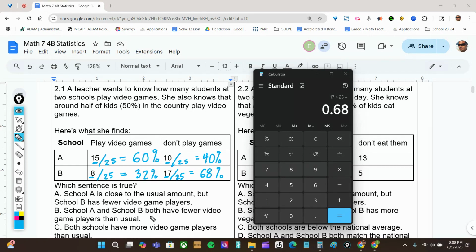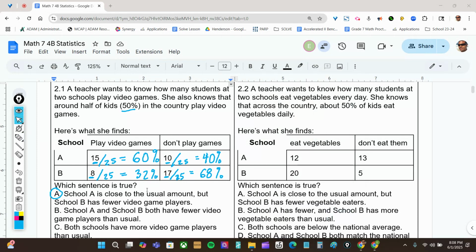All right. So the country does 50%. At school A, it's 60%. So school A is close to the usual amount. 50, 60 can be considered close. But school B has fewer, which is true. The country has 50, school B has fewer. So this could possibly be correct. Let's look at the other ones.